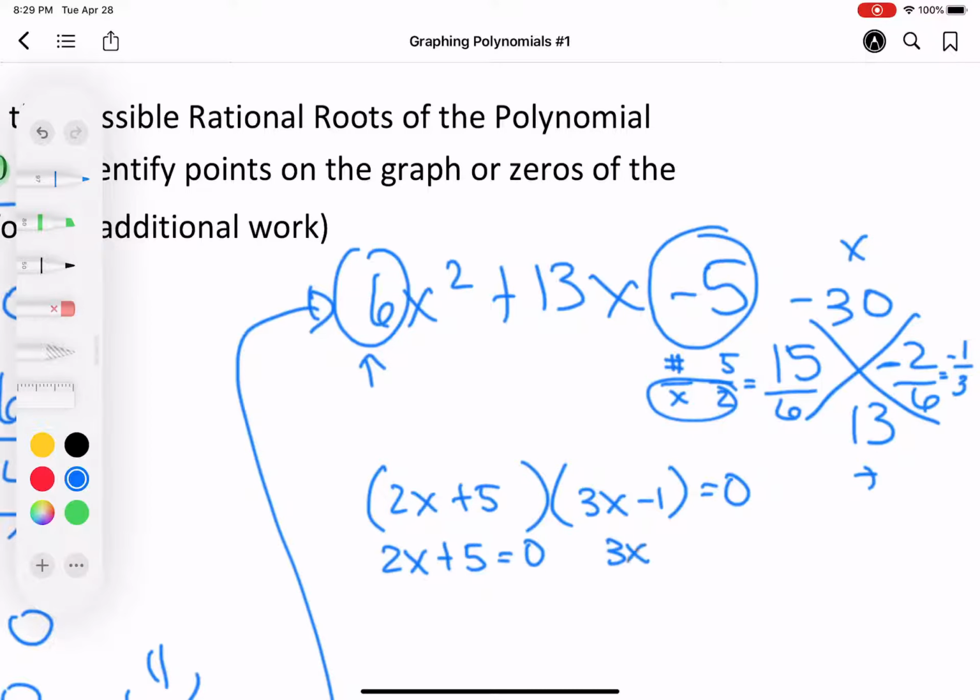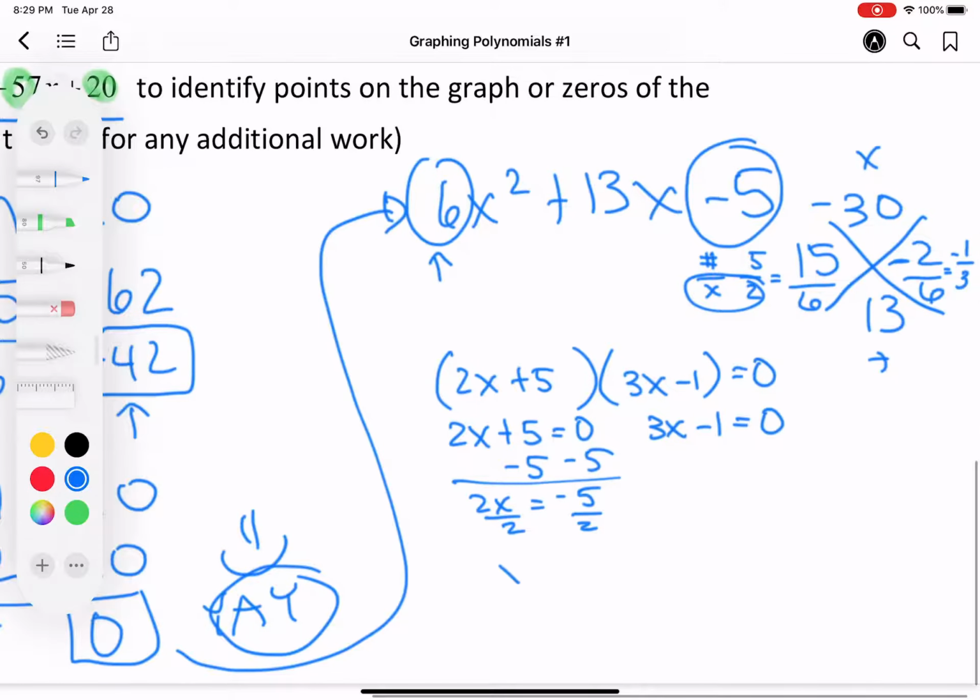So to find the roots, I would have to set each one equal to 0 by the zero product property. So here we go. 2x is equal to -5. Divide both sides by 2. So here I have x is equal to -5/2. Plus 1 on the other one: 3x equals 1. I divide by 3, x equals 1/3. So these are the roots.